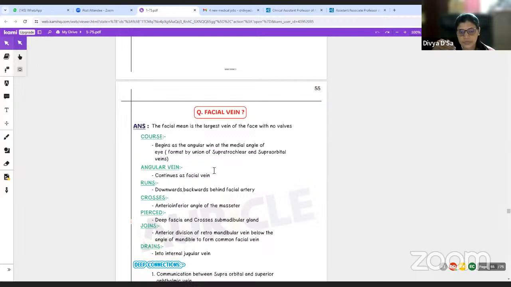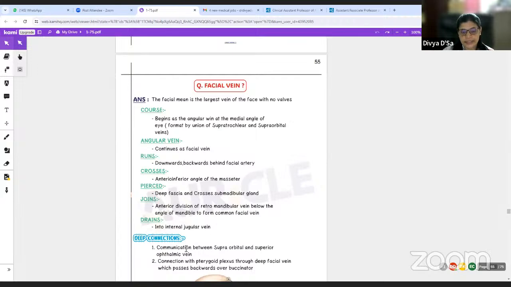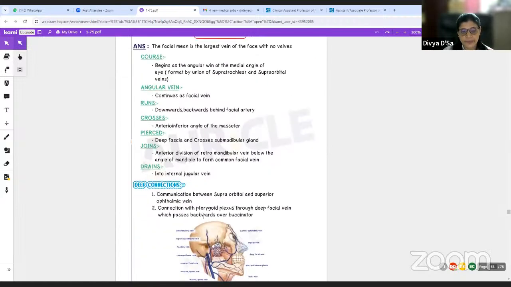It is pierced by deep fascia and it crosses the submandibular gland. In the submandibular gland, the superficially lying structure will be the facial vein, and deeper will be the facial artery. Then it joins with the anterior division of the retromandibular vein below the angle of the mandible, and forms the common facial vein. And finally it drains into the internal jugular. So these are the headings under which you can write.